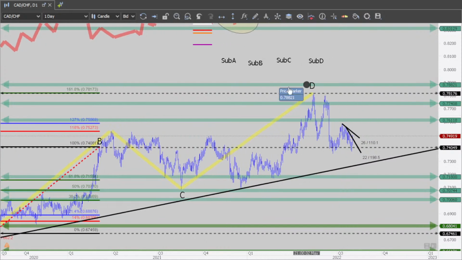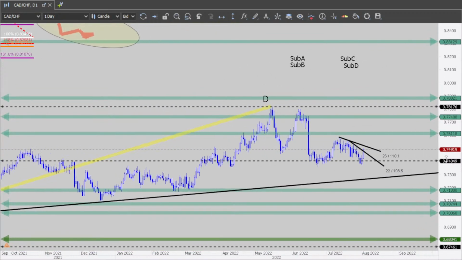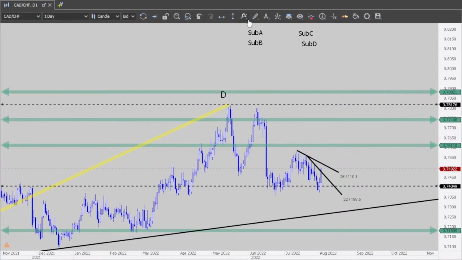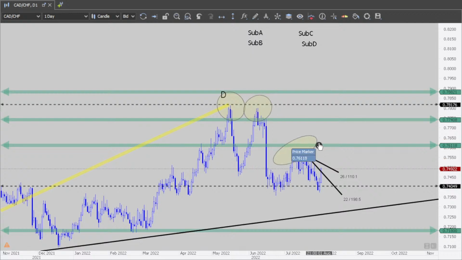So if we are going to use the same rules, right? What is the A? The A is the highest high, the absolute high, the starting point of a pattern. Which one is my sub A? Is the first circle my sub A, everybody? Is the second circle the correct sub A, or is the third circle the correct sub A? Which one?